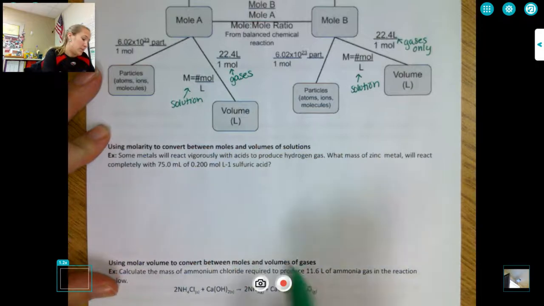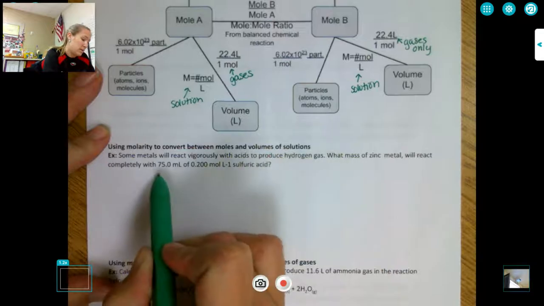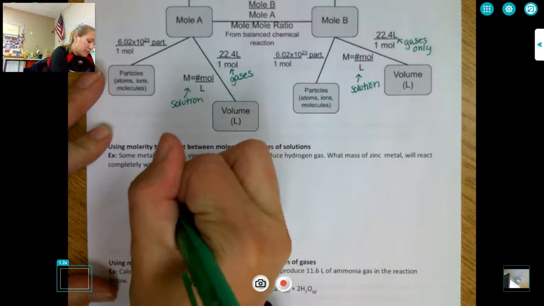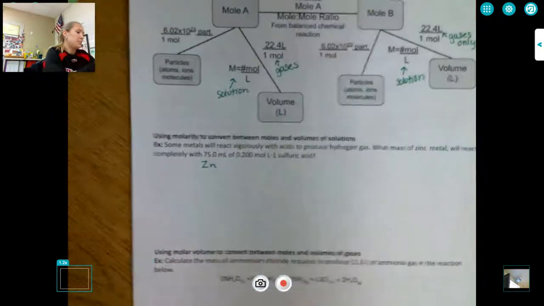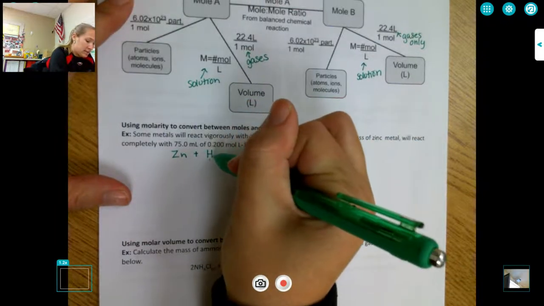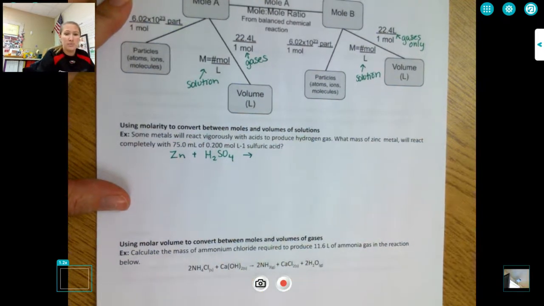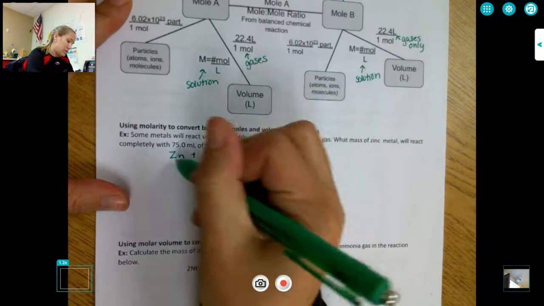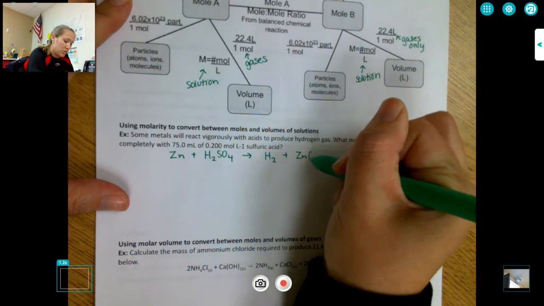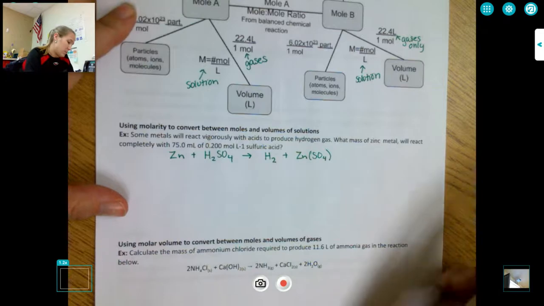All right, example. Some metals will react vigorously with acids to produce hydrogen gas. What mass of zinc metal will react completely with 75 mL of 0.2 molar sulfuric acid? First thing we need is our equation. Zinc plus sulfuric acid, H2SO4. It's a single replacement reaction, so the hydrogen and zinc are going to swap out. I'm going to have hydrogen gas, and then zinc is +2, sulfate is -2, so ZnSO4. And it's balanced, so that's cool.